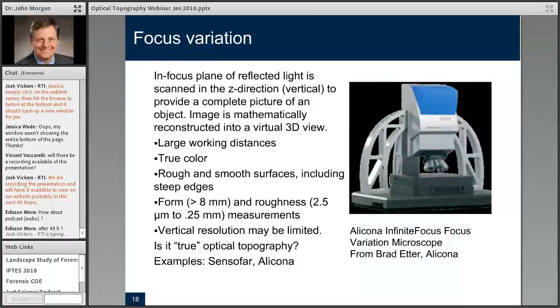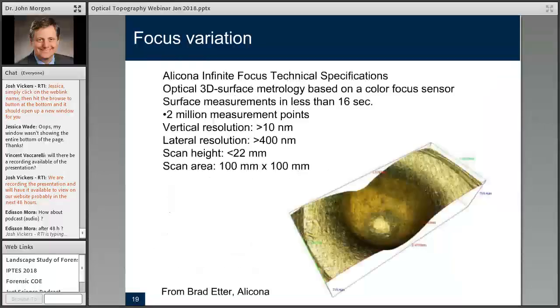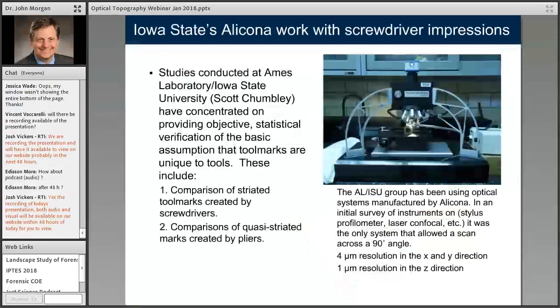And you can even turn around an object. That is, you can go around a corner of an object. So it might end up being something that is useful for bullet examination or something like that. And its specifications are comparable to that of a confocal microscope. And in fact, in some respects, the lateral resolutions can be slightly better in some of the commercially available systems.